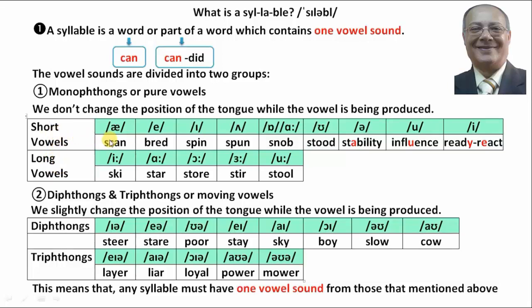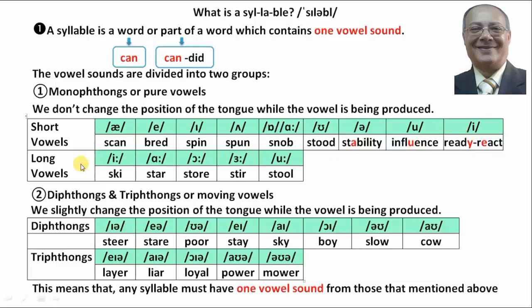For the short vowels, we have skin, scare, air, bread, breh, spin, spi, spun, spa, snob, sno in the British accent, snob in the American accent. Stood, stu, oo. Stability, st, a. Influence, influ, oo. Ready, react, ready, e.